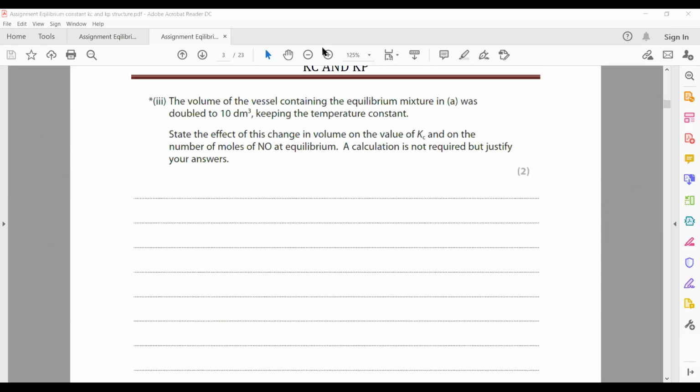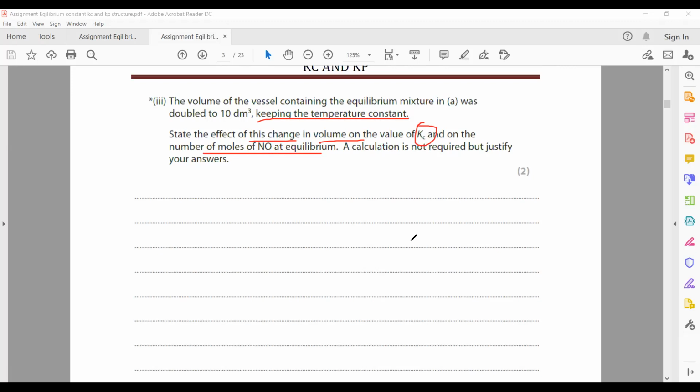The volume of the vessel containing the equilibrium mixture was doubled. Originally it was 5, now it is 10, keeping the temperature constant. State the effect of this change in volume on the value of Kc and on the number of moles of NO. Calculation is not required, but justify your answer. So how do you justify your answer?